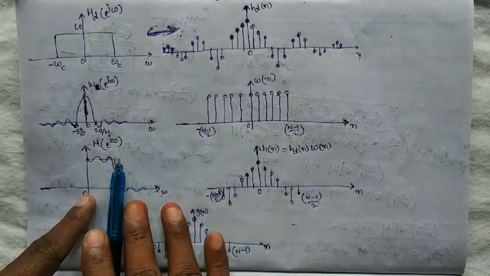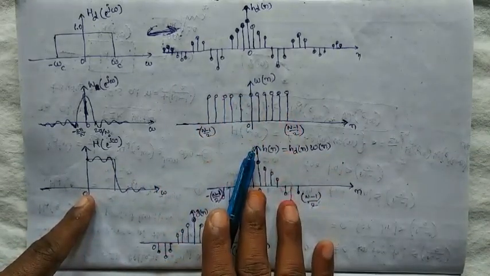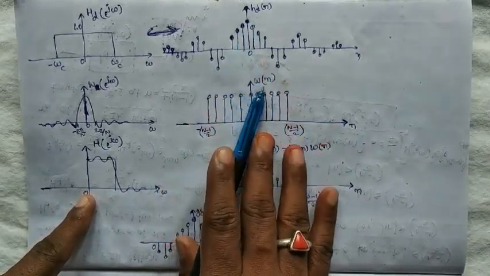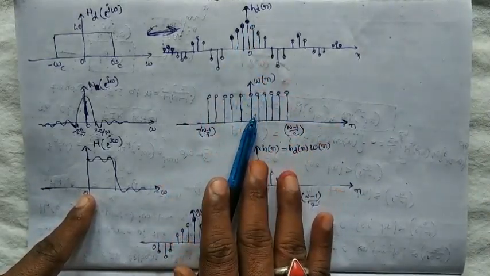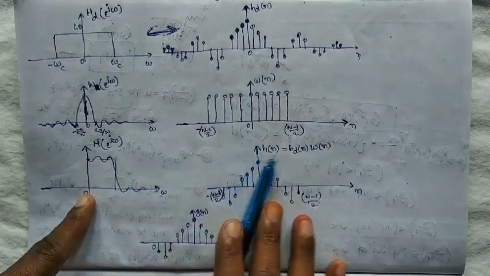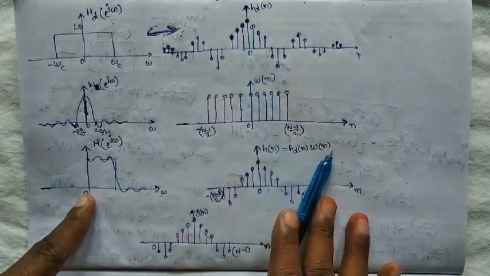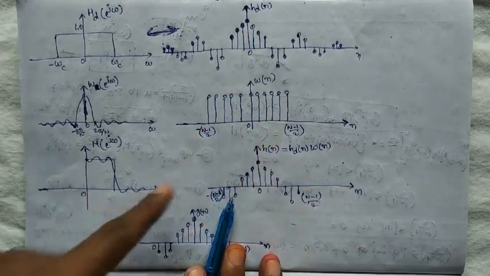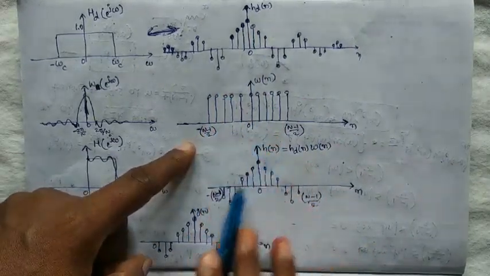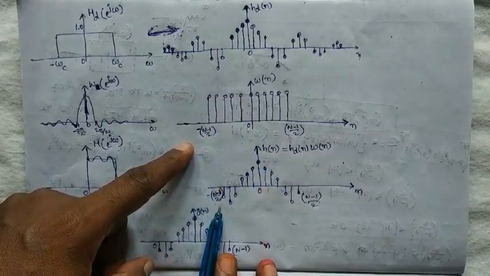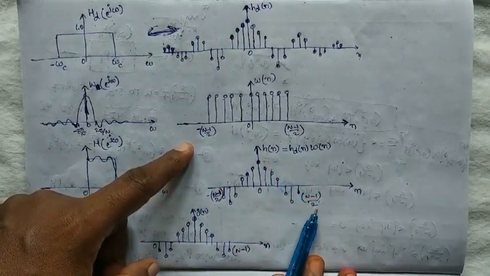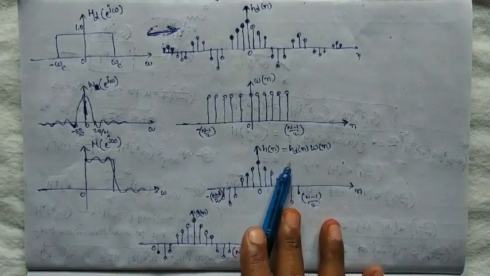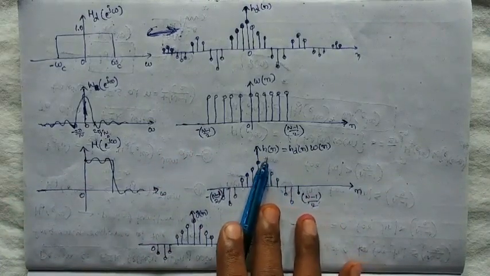Now we are determining h of n. How to obtain h of n? We multiply this hd of n with w of n. Here h of n is equal to hd of n into w of n. The resulting sequence is defined from minus (N minus 1) by 2 to (N minus 1) by 2. This h of n is a non-causal sequence.